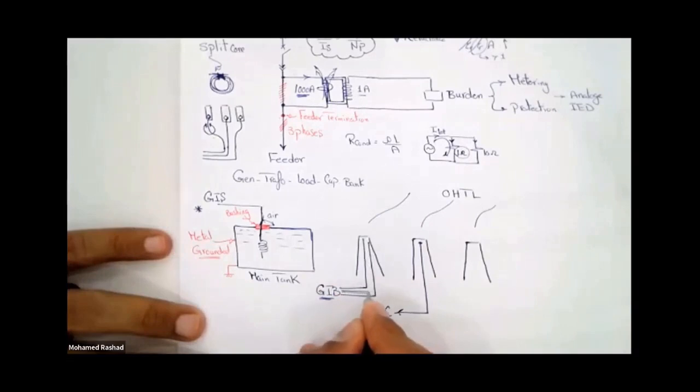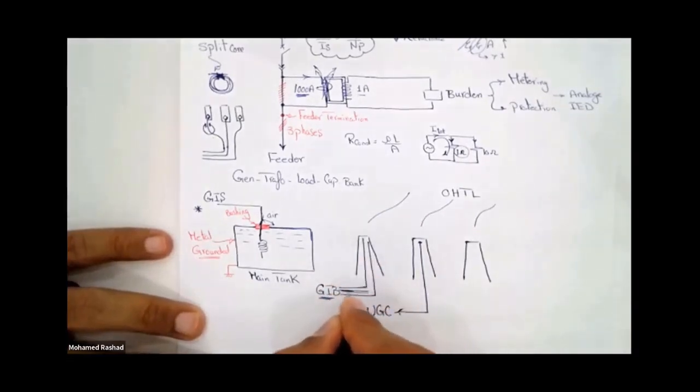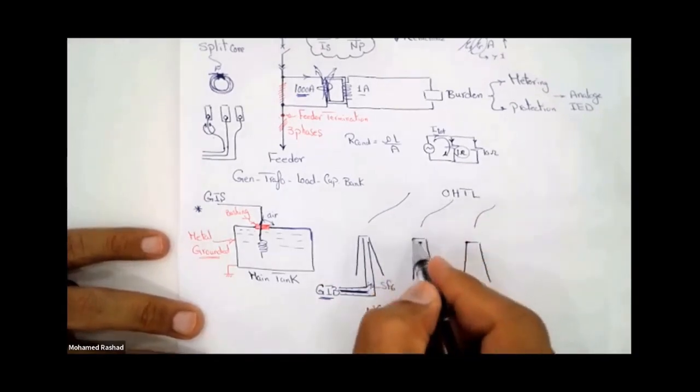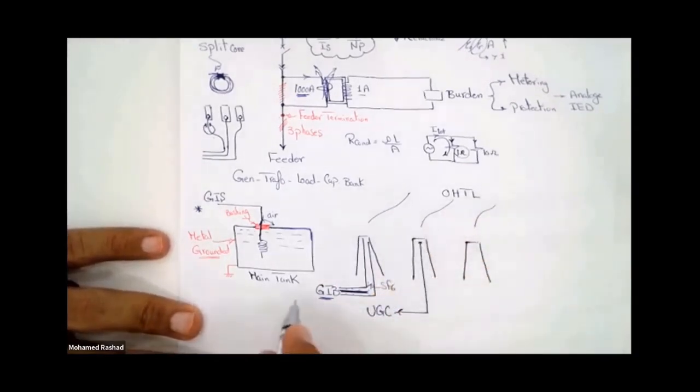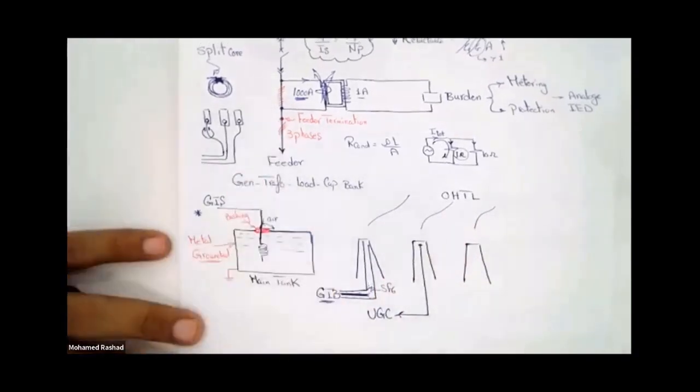This is essentially a conductor running inside these tubes filled with gas, specifically SF6 gas. So here it contains SF6 gas. Alternatively, you can convert this overhead line into an underground cable, and the underground cable will enter the station and connect to the feeder of your station.